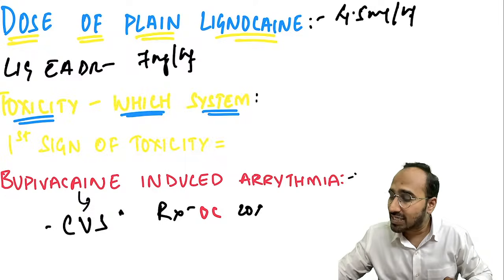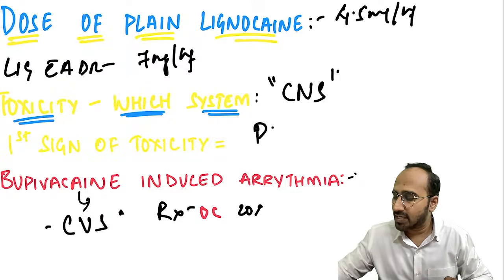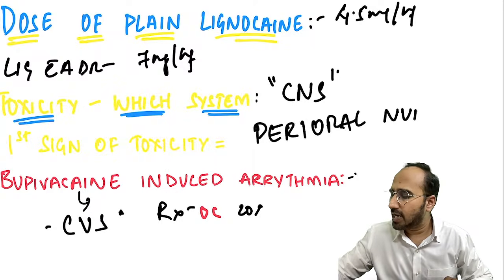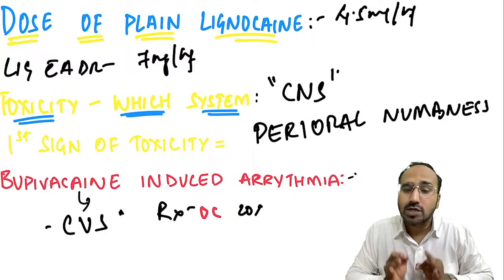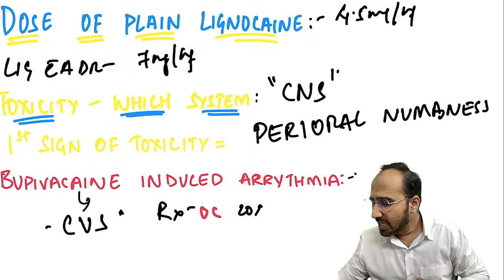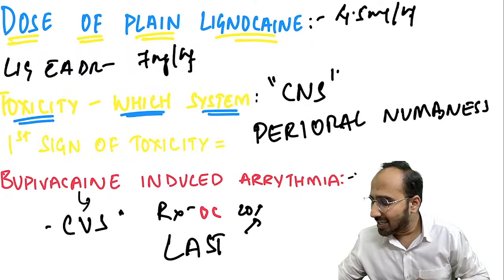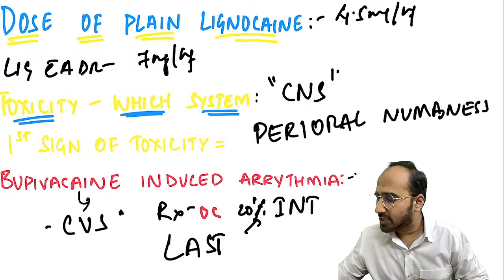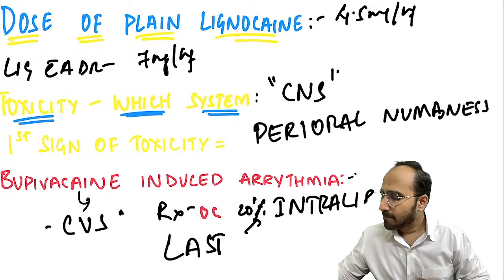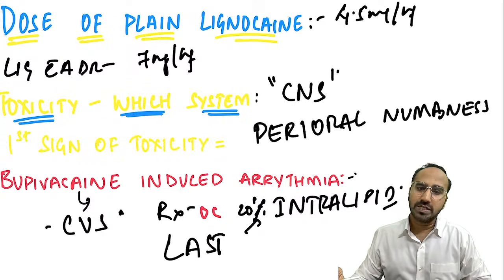So remember, what system gets involved in lignocaine toxicity? It is always the central nervous system, and the first sign of lignocaine toxicity is perioral numbness. That is very, very important. Okay, and for any toxicity by lignocaine or bupivacaine, the treatment of choice for any local anesthetic systemic toxicity is 20% intralipid solution. इसको बोल्ड कर लो, कैसे भी याद रखो इसको, ठीक है, 20% intralipid solution.